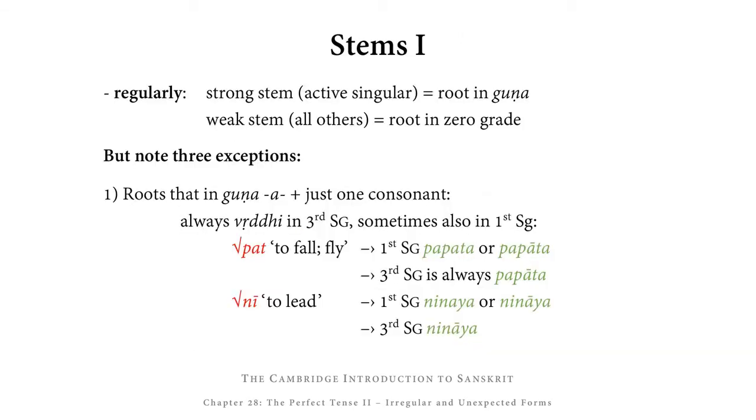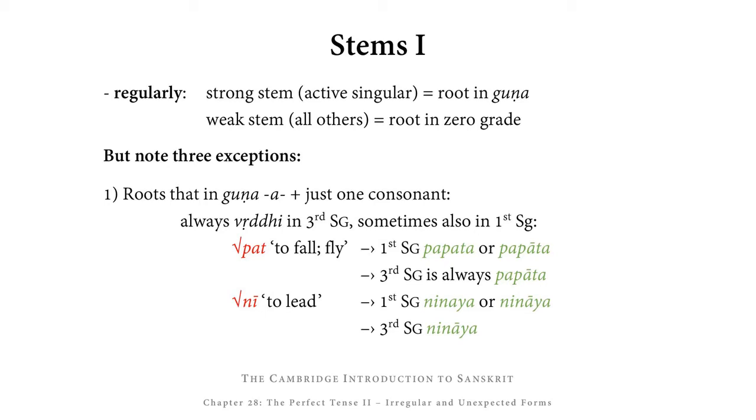Next, let's look at irregularities in how verbal roots are employed in perfect verb forms. Now, what we regularly find is the strong stem containing the verbal root in guna and the weak stem containing the root in zero grade. However, there are three exceptions to this.